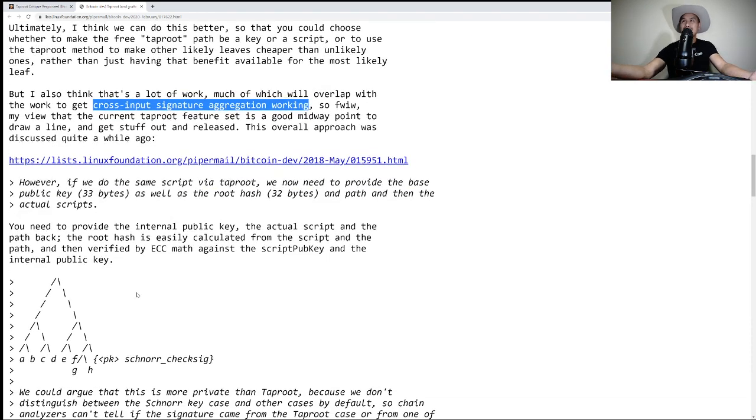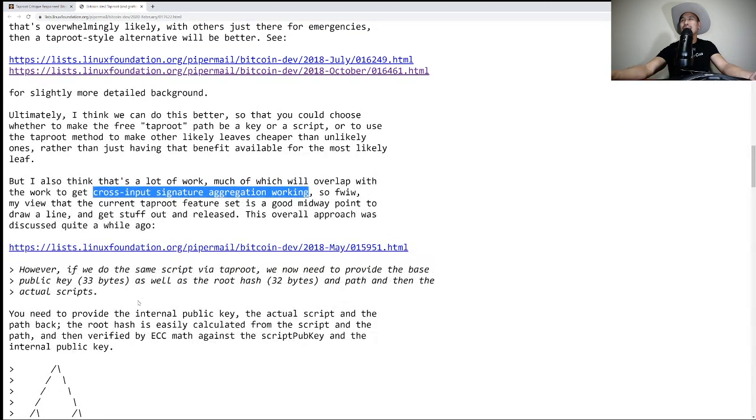So basically, like the cross-input signature aggregation, you could probably do better and decide which path you get for free, because the way Taproot works is that right now, the pub key is free, and that's either pub key or N of N Schnorr, and that's it.